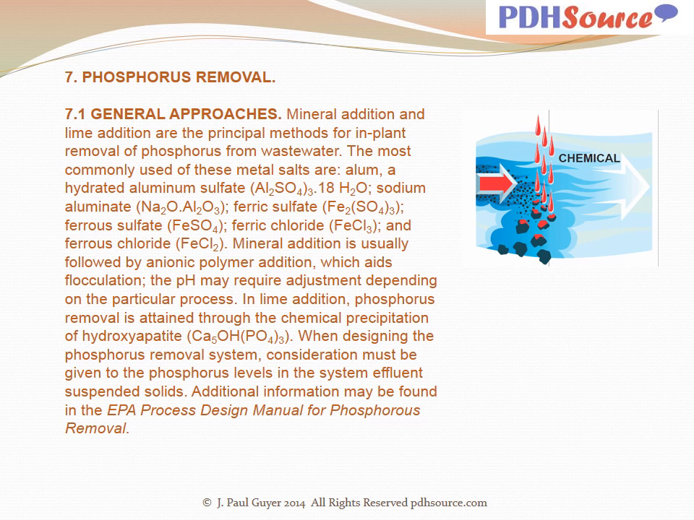In lime addition, phosphorus removal is obtained through the chemical precipitation of hydroxyapatite. When designing the phosphorus removal system, consideration must be given to the phosphorus levels in the system effluent suspended solids. Additional information may be found in the EPA Process Design Manual for phosphorus removal.